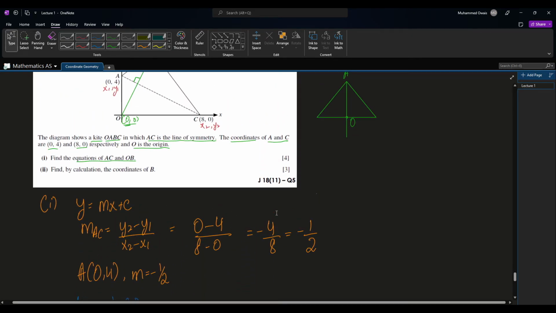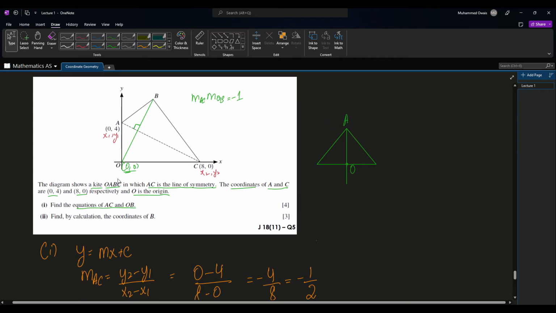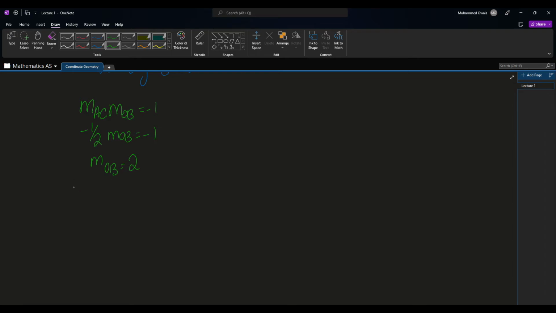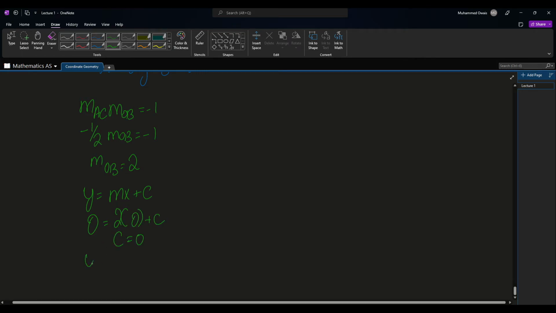Alright, now we know the gradient of the line OB, and we have one of its coordinates which is (0, 0). So I can use this to find the equation of the line, y equals mx plus c. Y is 0, m is 2, x is also 0, plus c. So c comes out as 0. This becomes y equals 2x. This is the equation of this line. Yes, I know it is weird. It only has x and no other constant.